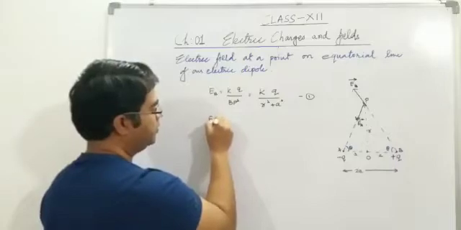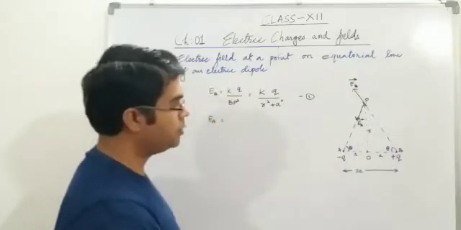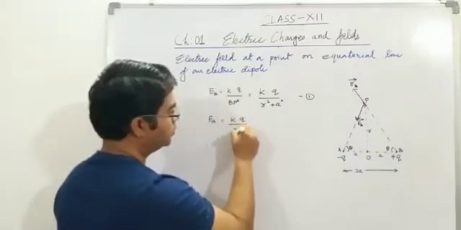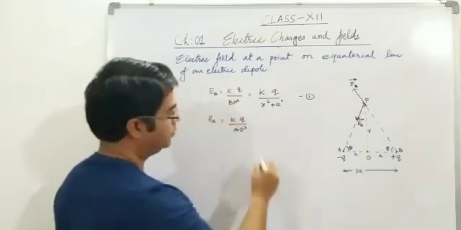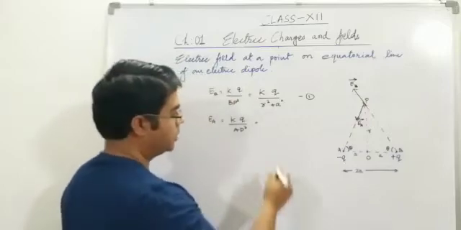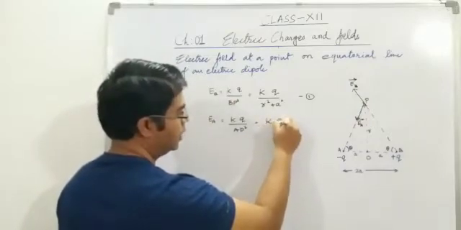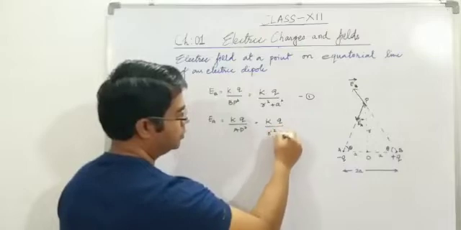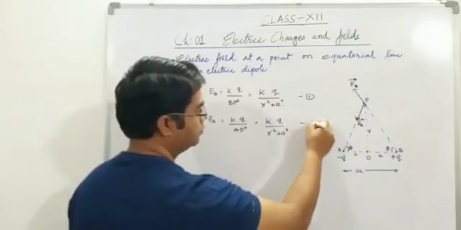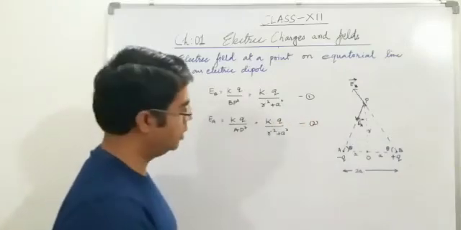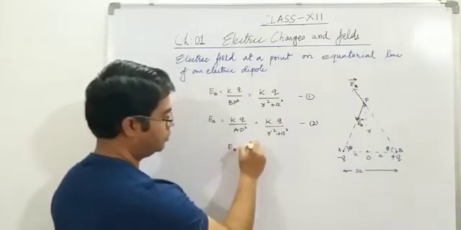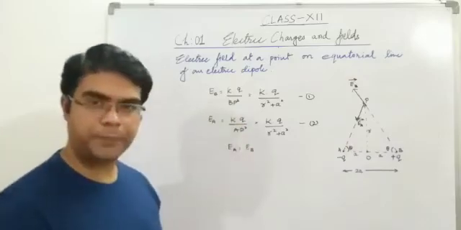Similarly, the electric field due to the negative charge at point P is equal to KQ by AP squared. Here also AP is equal to the root of R squared plus A squared. So it is KQ by R squared plus A squared. This is equation number 2. From equations 1 and 2, we conclude that EA is equal to EB.